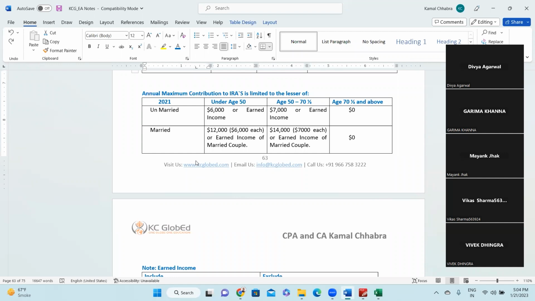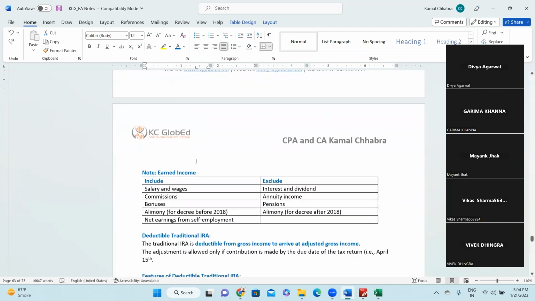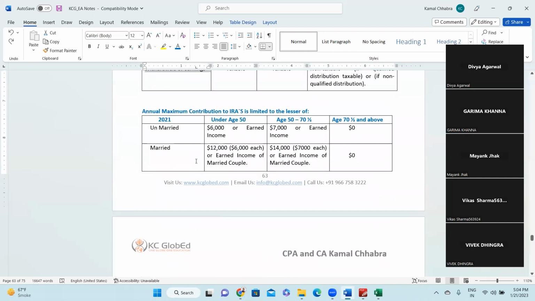Any idea? What is the maximum contribution you can make to PF? 70,000 rupees in a year. Maximum contribution which you can make. Same way in the US also, the maximum contribution limit is $6,000, and for more than 50 years of age, $1,000 additional. But if more than 70 and a half, then zero.